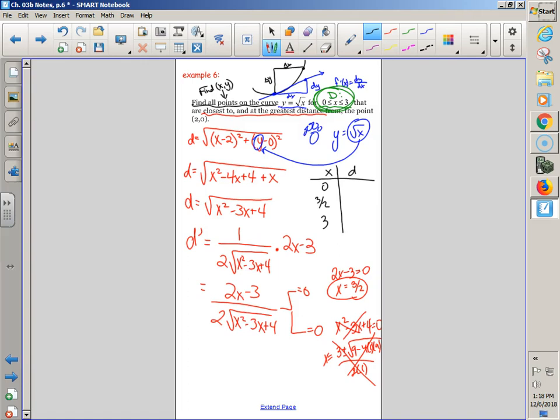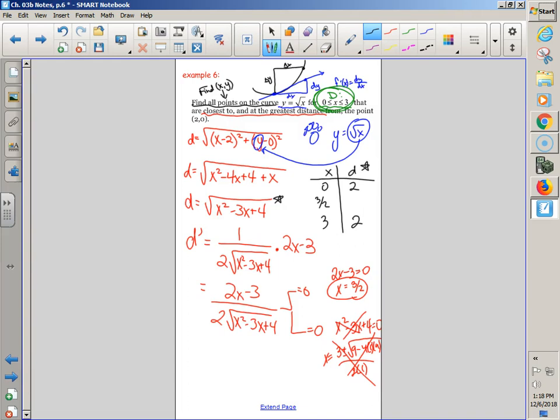Plugging in 0. Don't plug it in there, plug it in here. Careful, not the derivative, the original. 0, 0, 4 square rooted is 2. Plug in 3: 9 minus 9 is 0, plus 4 is 4, square rooted is 2. Oh, they tie.